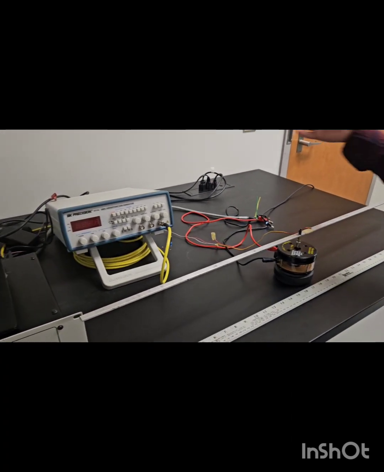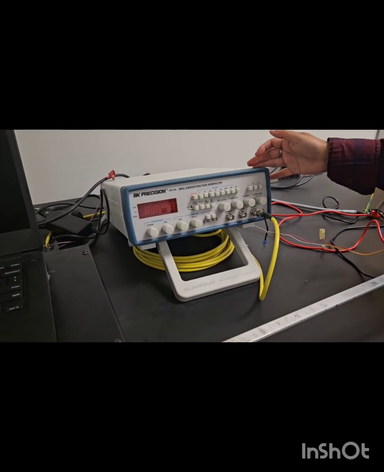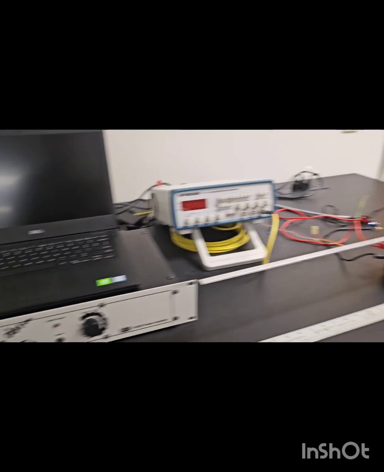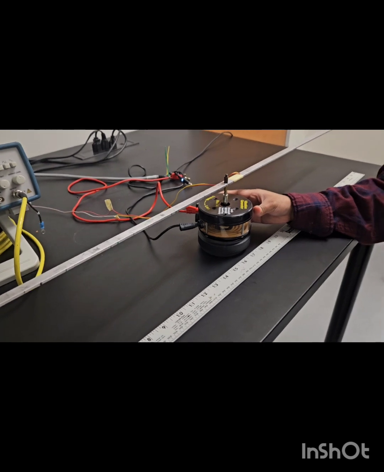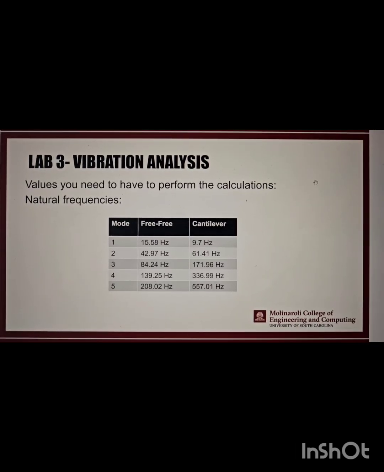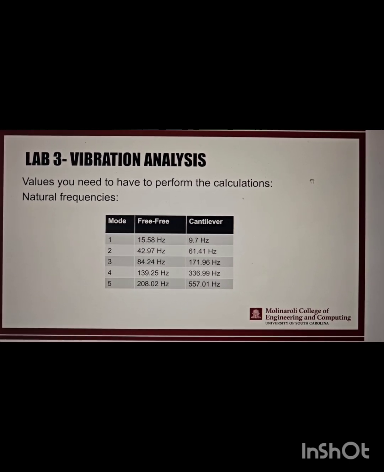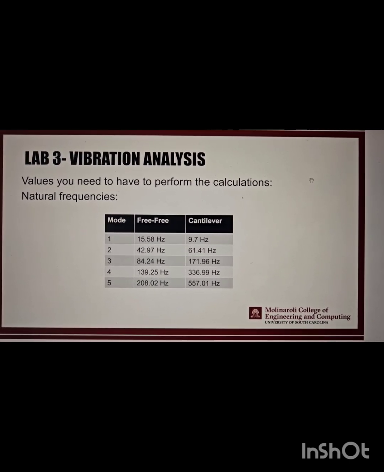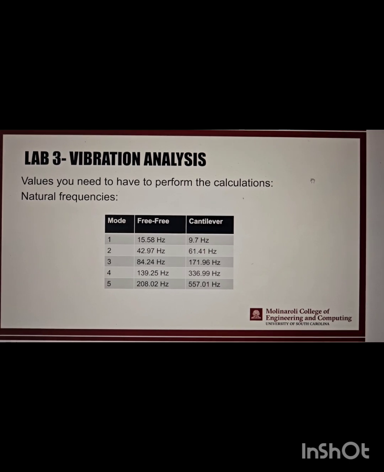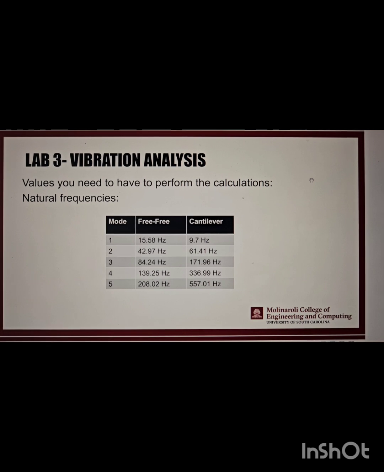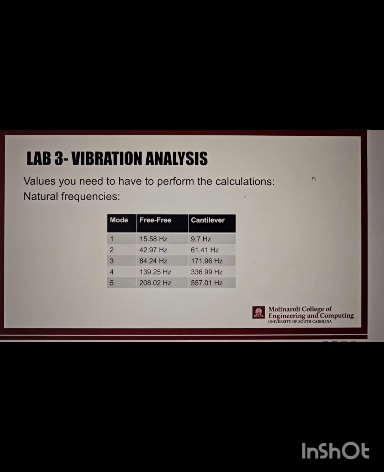And then this is our function generator, this is our amplifier, and this is our vibration generator. In this experiment we will measure the position of the node point, and here we have 5 modes and 2 types of beams. So we will repeat the experiment 10 times for different combinations of mode and beam type. So this is how our data table will look like.